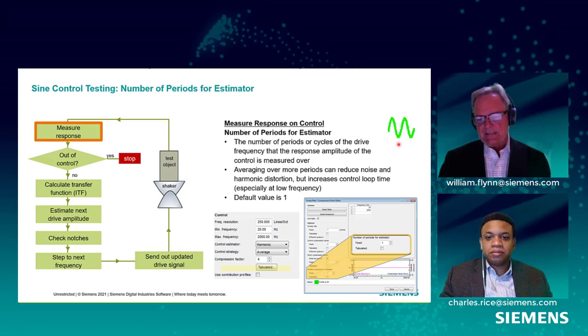Now, the downside to that is, at the lower frequency, the control loop time will increase quite a lot. It may not be enough to close the loop in time for that frequency sweep and the update of the transfer function, and you can lose control. So that's why it's allowed to do a tabulated number of periods. As a function of frequency, you can actually change the number of periods that are used in the amplitude estimation.